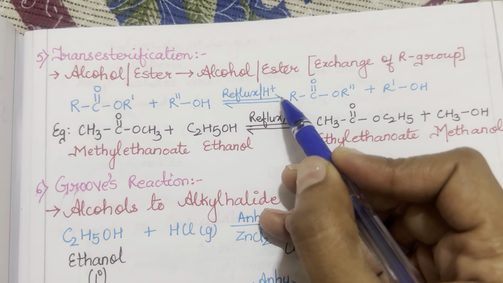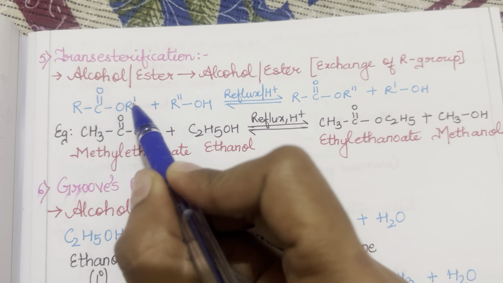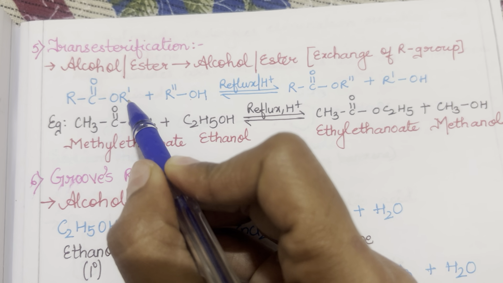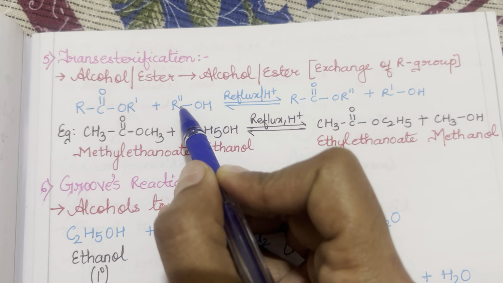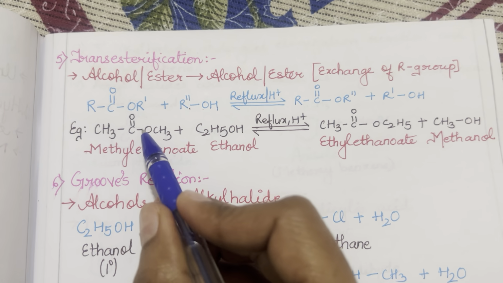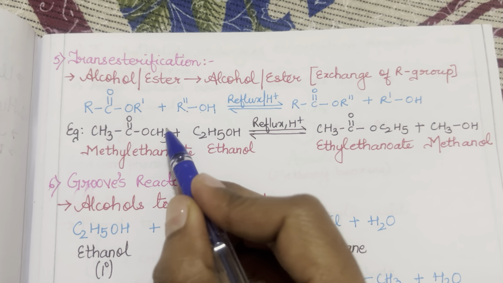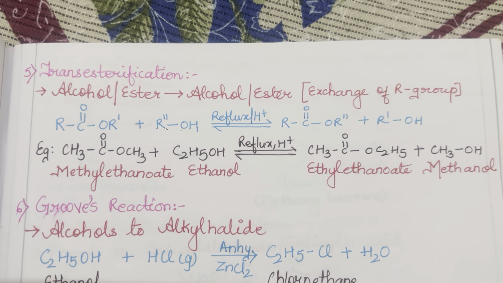Reflux it, H positive, that is, an acid is there in it. Now in this case, what is happening? This R is getting exchanged. This second oxygen R group, the alkyl group, will get exchanged with the alcoholic R group, the alkyl group of the alcohol. Example, CH3, C double bond O, OCH3, with C2H5OH, which is ethanol. So C2H5 comes here and CH3 goes here. So we get this reaction.